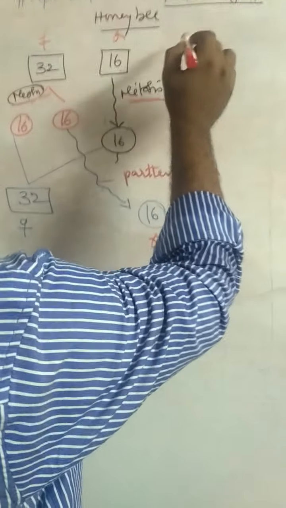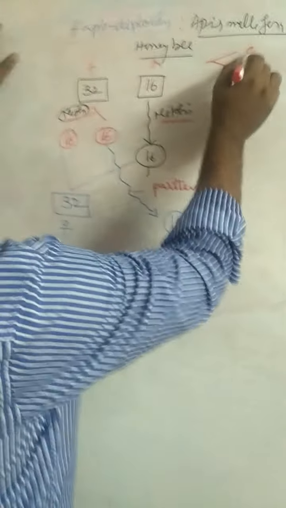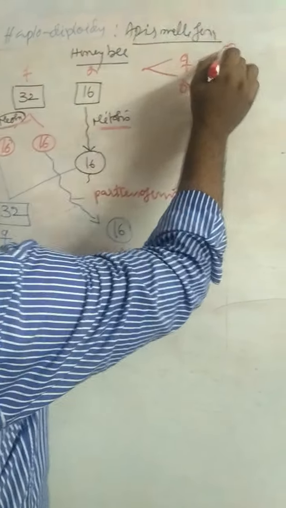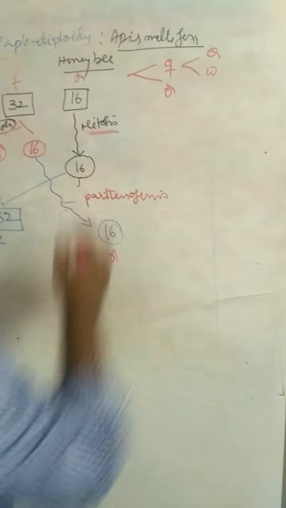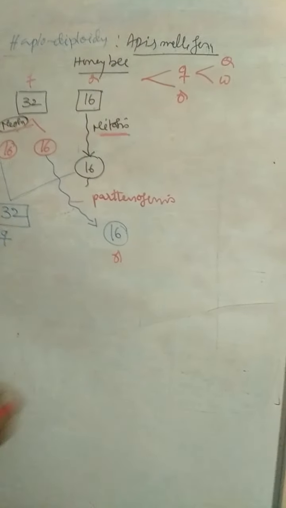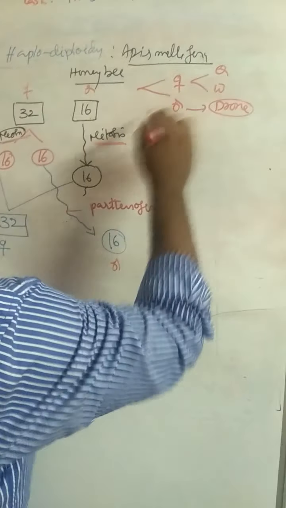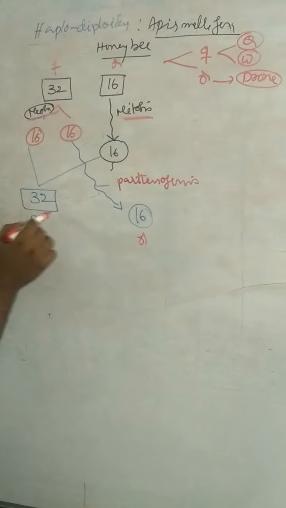In case of Apis mellifera, or honeybee, there are females and males. Females are of two types, queen bees and worker bees. Males are only one type, that is drone. Drone means male. What are the two types of females? Queen and worker.